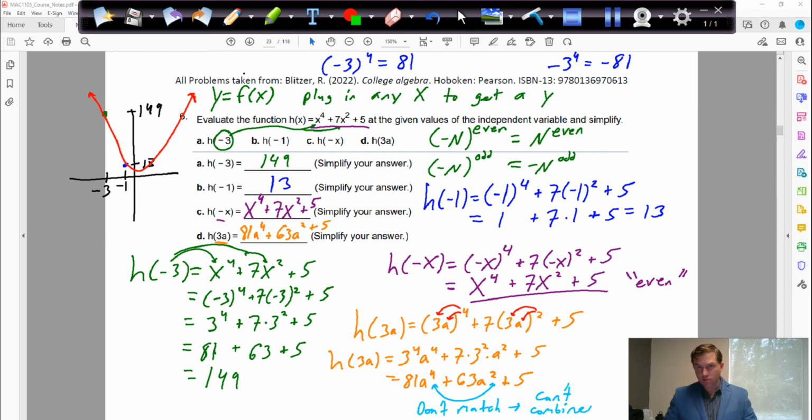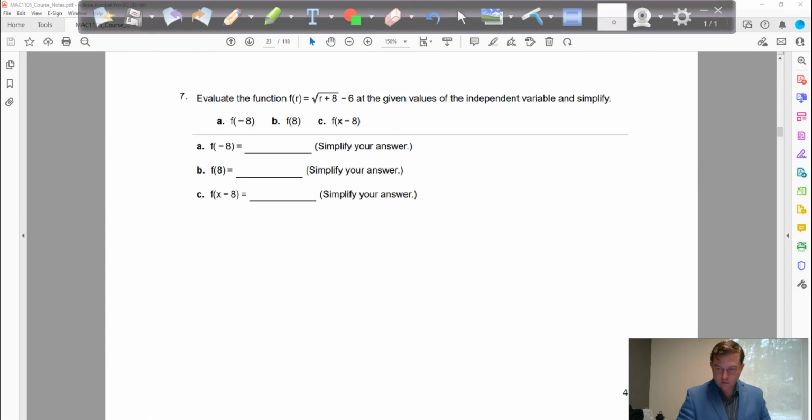If they did match, you could. If they were both a to the second, then we could add those two numbers in front. Or if they were both a to the fourth, we could add those two numbers in front. But because they're different, we cannot combine those. And that will be all the steps on this one.